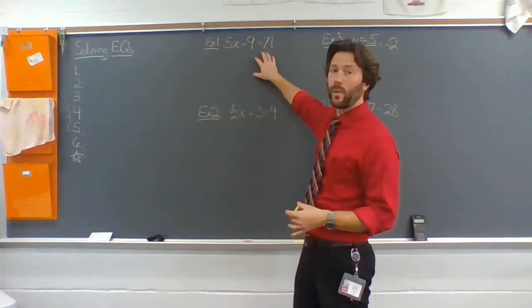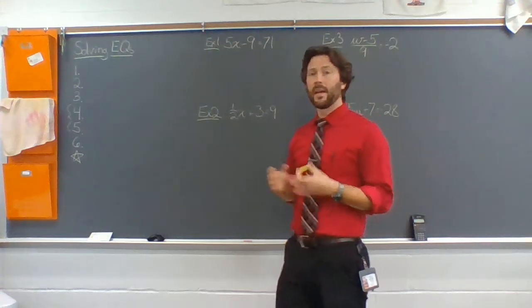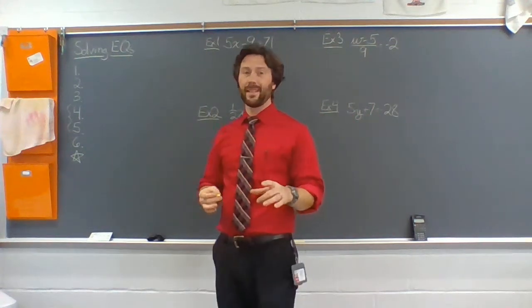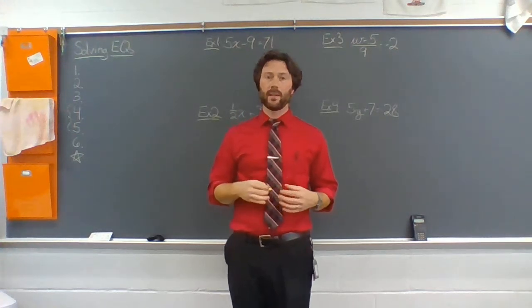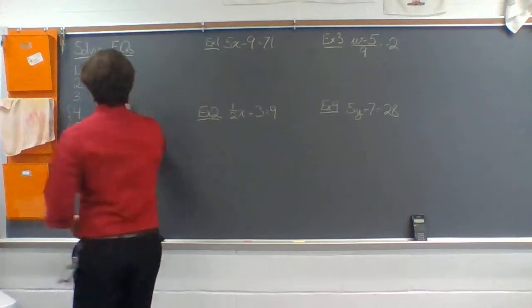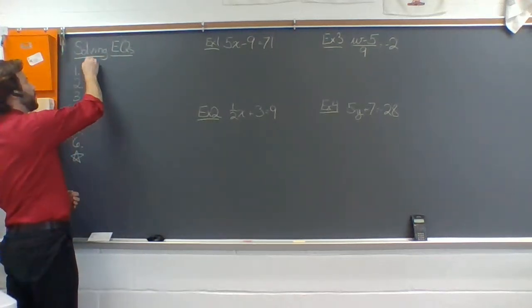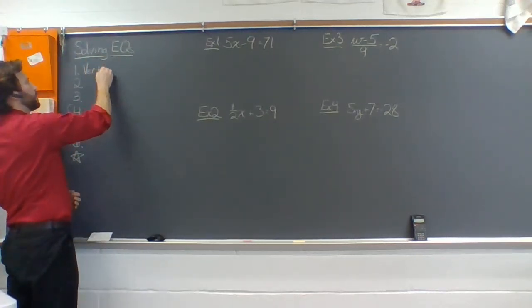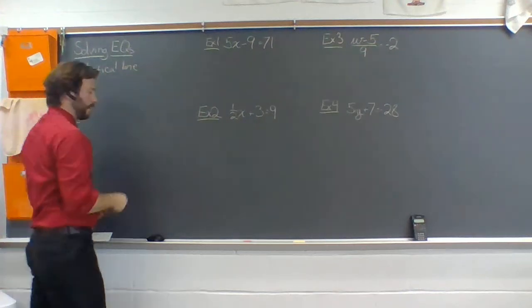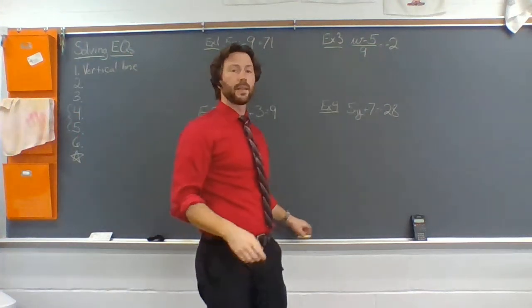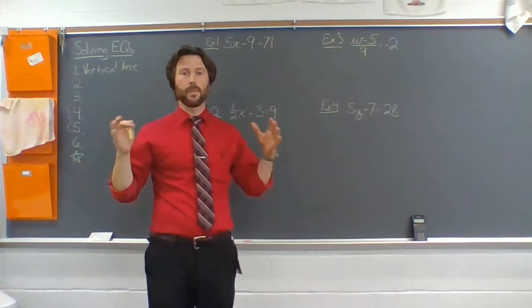If I want to solve a regular old algebraic equation, here's what we're going to do. We're going to start with something that's kind of elementary, but it's really helpful to keep the equations balanced. So let's have this in our habits. Let's start by drawing a vertical line. Okay, if we draw a vertical line through the equal sign, what that's going to allow us to do is help keep that equation balanced.